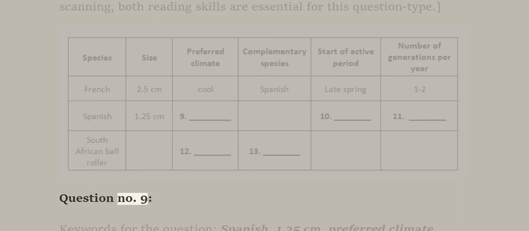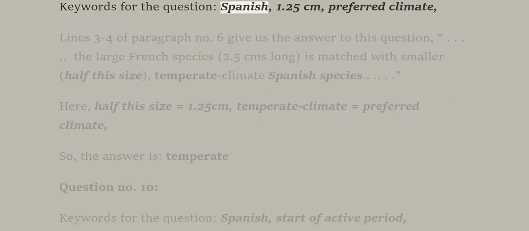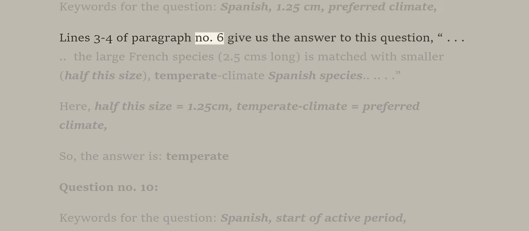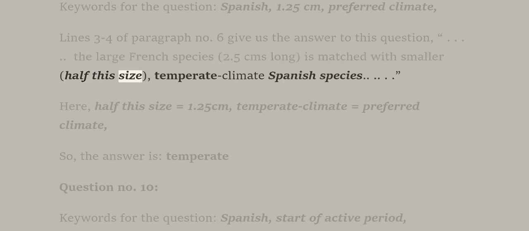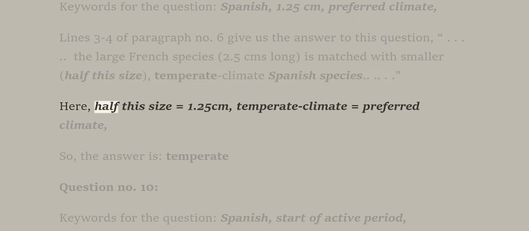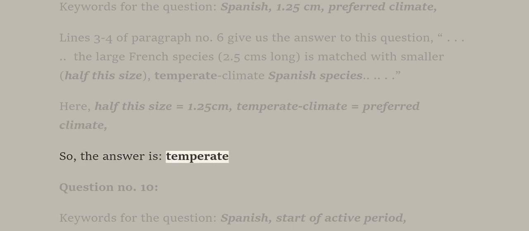Question number 9. Keywords for the question: Spanish, 1.25 centimeters, preferred climate. Lines 3 to 4 of paragraph number 6 give us the answer to this question. The large French species, 2.5 cm long, is matched with smaller, half this size, temperate climate Spanish species. Here, half this size is equal to 1.25 centimeters, temperate climate is equal to preferred climate. So, the answer is temperate.